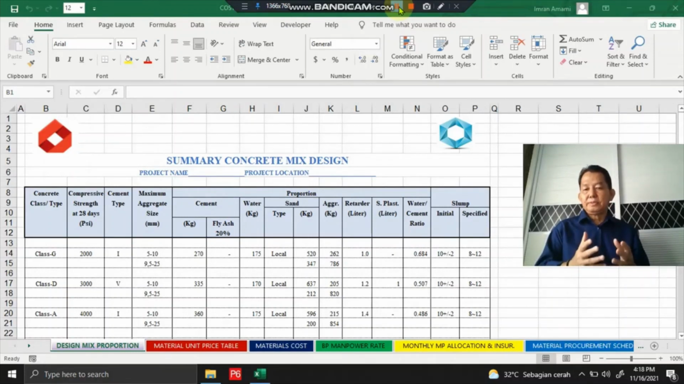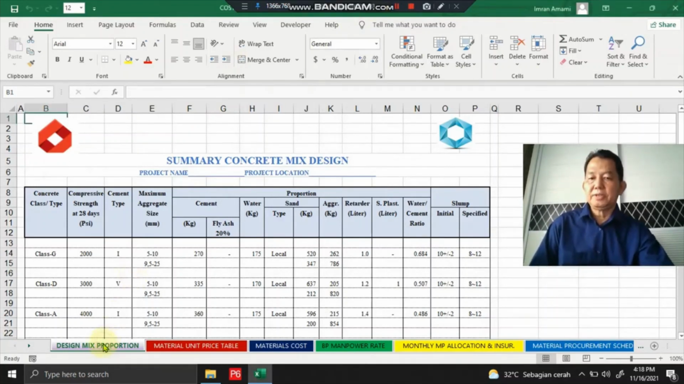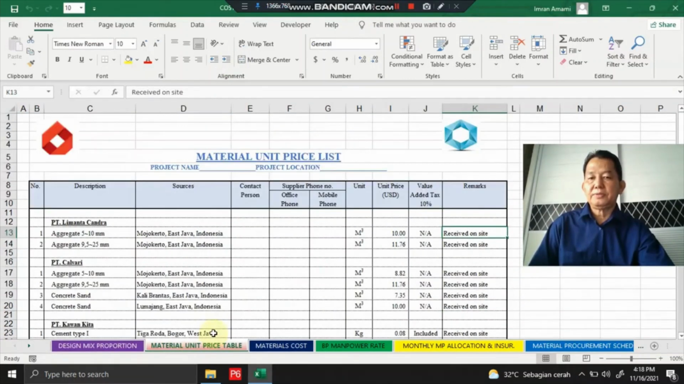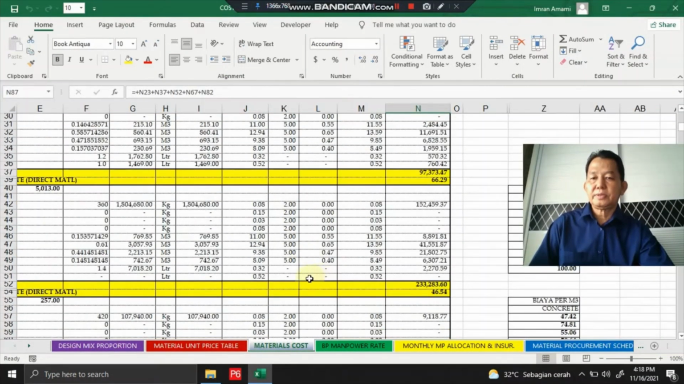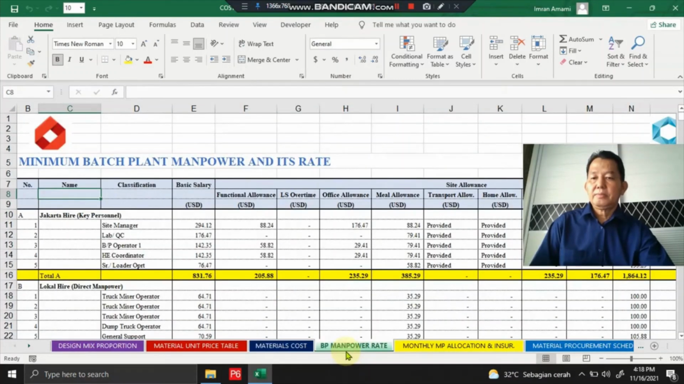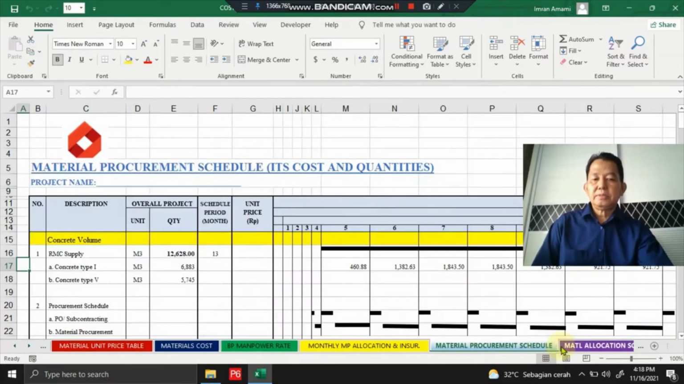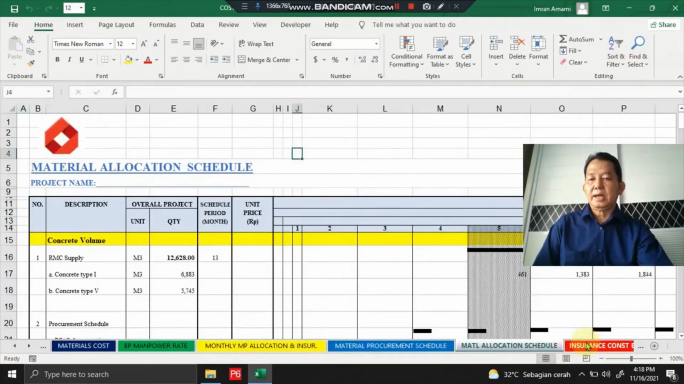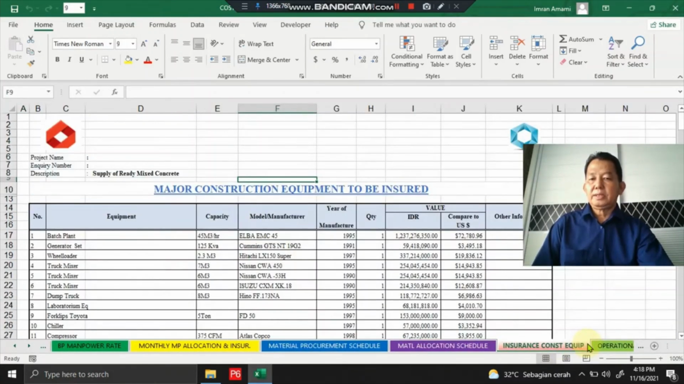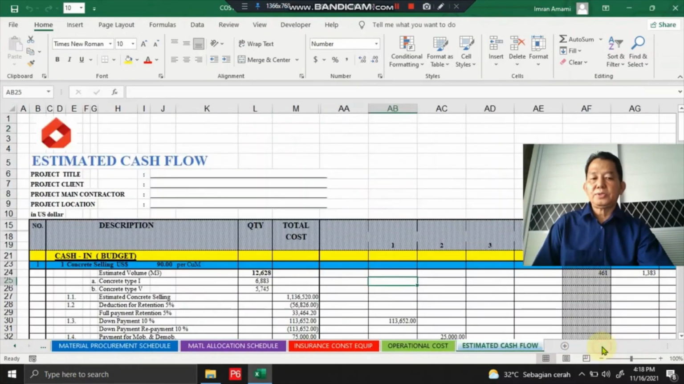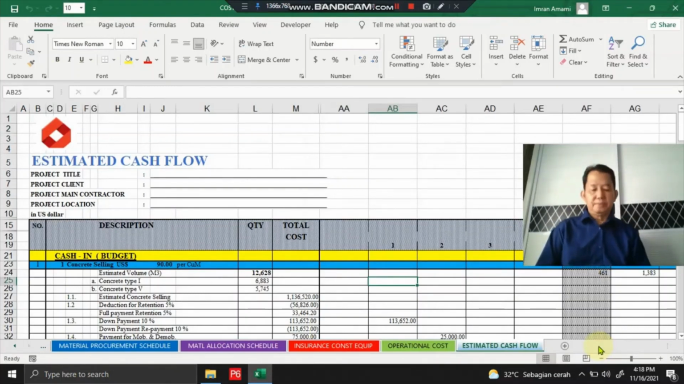So this program consists of 10 worksheets. It starts from design mix proportion and material unit price table, material cost calculation, minimum baseline manpower and its rates, monthly manpower cost breakdown, material procurement schedule, material allocation schedule, major construction equipment insurance costs, Beijing plant operational costs, and here is the estimated cash flow.